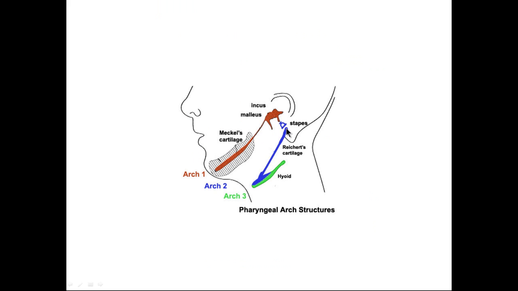Remember, the stapes is attached to the stapedius muscle. So that goes with arch 2. And in arch 2 you see Reichert's cartilage in blue here. So that's the lesser horn of the hyoid, the styloid process, and the stylohyoid ligament. So it's Meckel's cartilage and Reichert's cartilage, arch 1, arch 2. And in arch 3, there's no special name, but you have the rest of the hyoid. Again, associated nerves, 5, 7, 9, with 10 being down here.